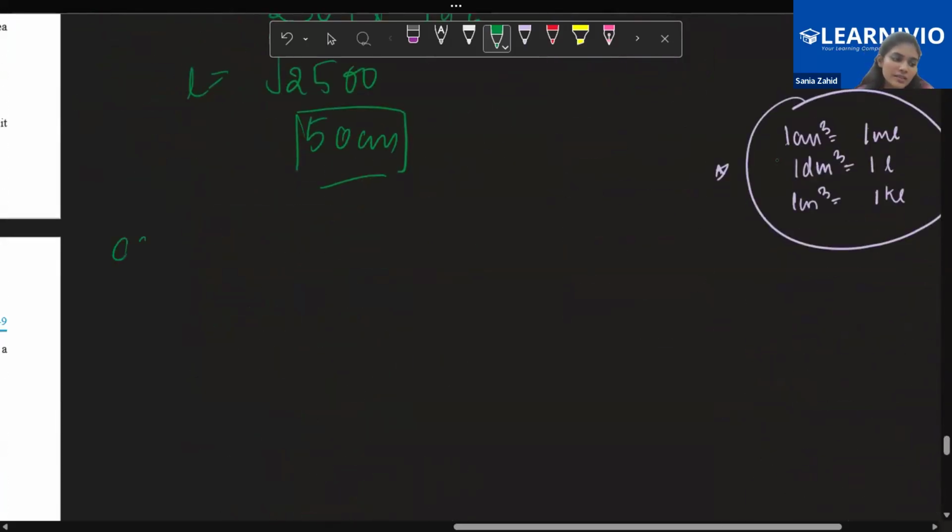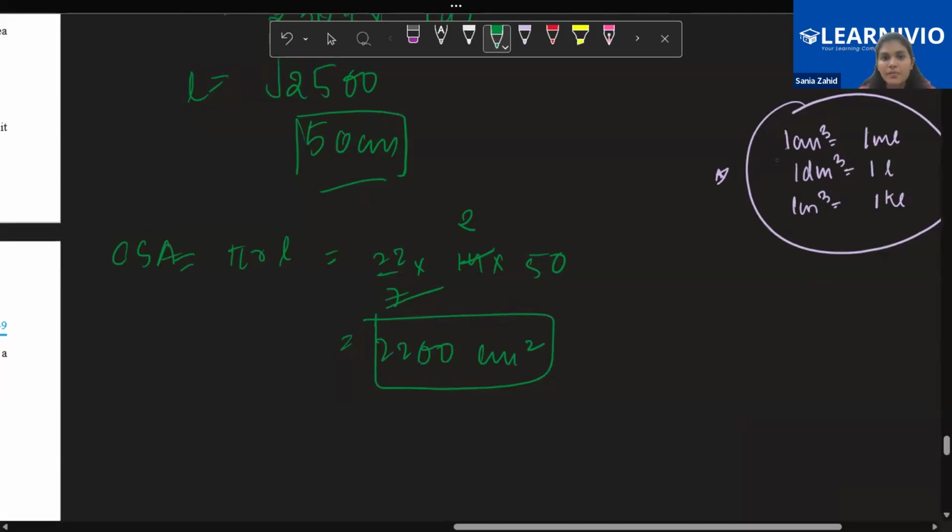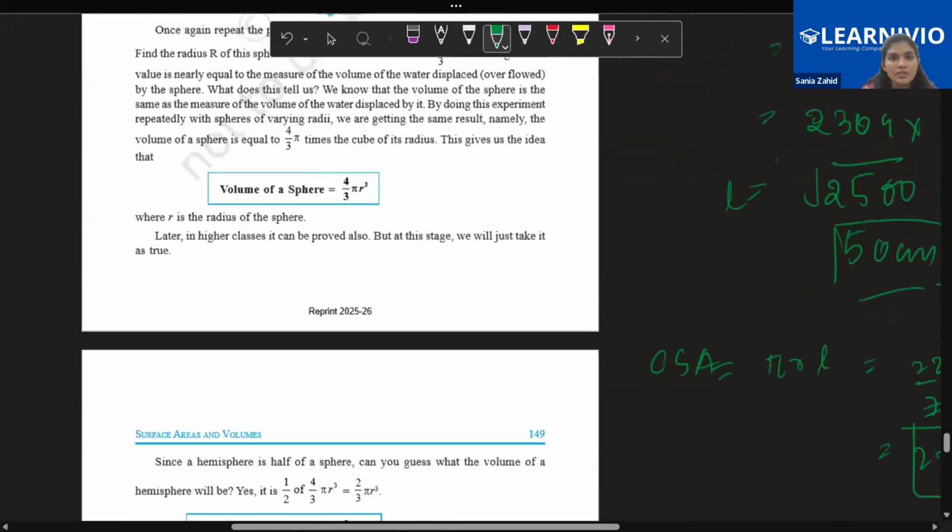Okay, now CSA. CSA becomes pi RL. 22 by 7 into radius into L. 2200 centimeter square. Do not forget to put a square. Okay? Like this you will get, children.